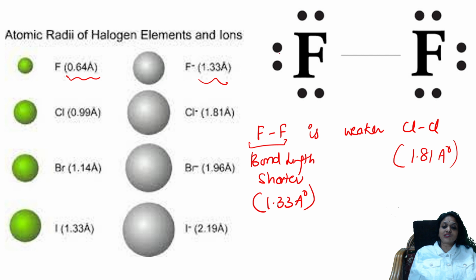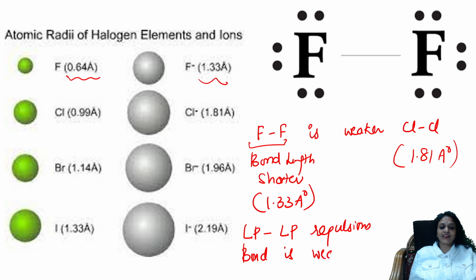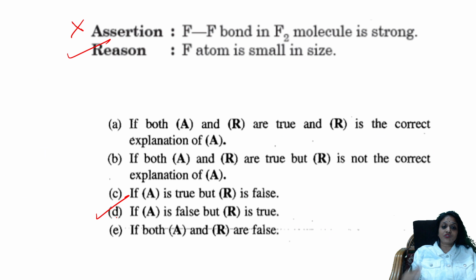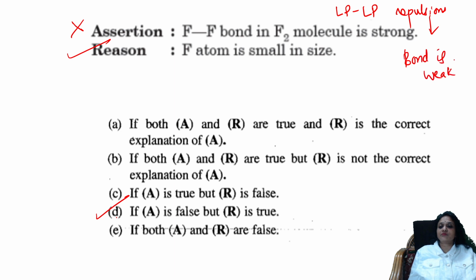Because of lone pair repulsions, the bond has become weak. The bond is weak. But what did they give me? They said the bond is strong. This is wrong. Here, the actual reason is lone pair repulsions, so the bond is weak. This is the correct statement. Correct. So the reason is right.